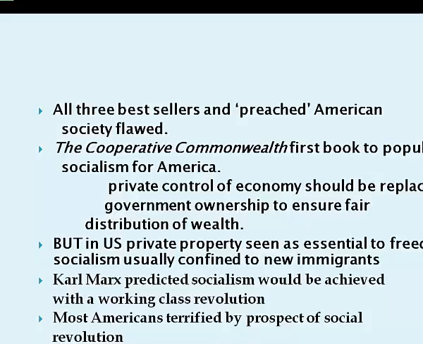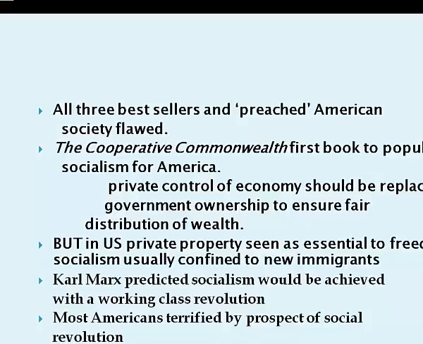Gronlund's book, The Cooperative Commonwealth, was the first to popularize socialism for an American audience. Now, socialism is the idea that private control of economic enterprises should be replaced by government ownership in order to assure a fair distribution of the benefits of wealth. It was a major political force in Western Europe in the late 19th century. But in the U.S., private property was seen as essential to freedom. Socialism was mostly confined to the new immigrants, whose foreign language writings reached few people.